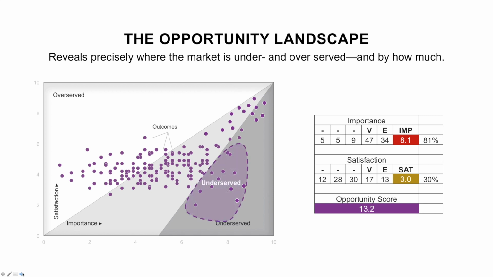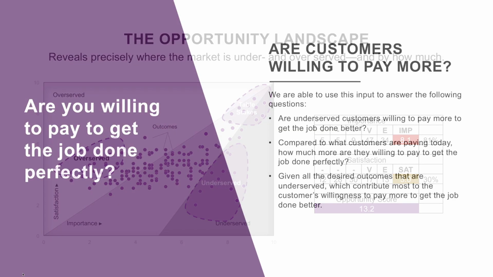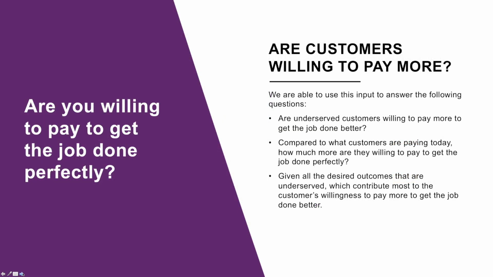So we can pretty quickly see where the market's underserved, we can see where they're overserved, and we can see where there are table stakes. These are outcomes that are very important, but also very satisfied. There's one other piece of information that we capture here as well.